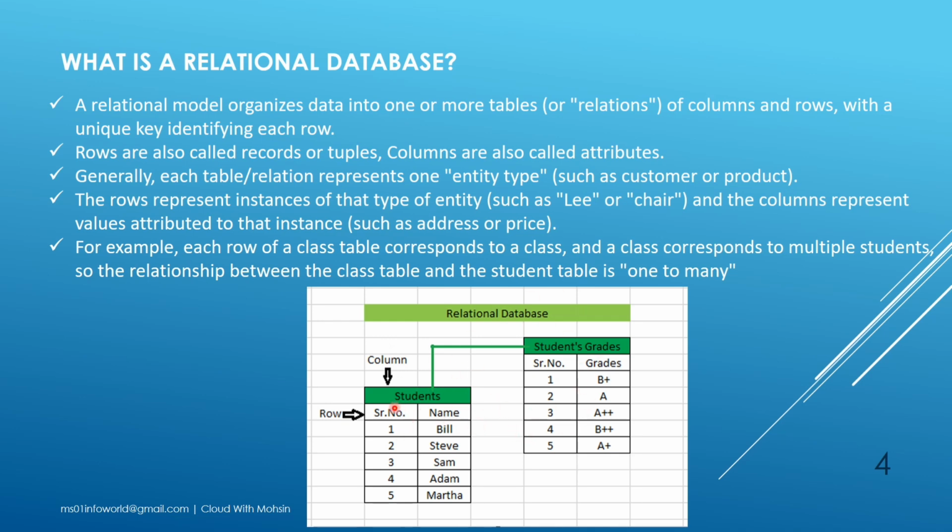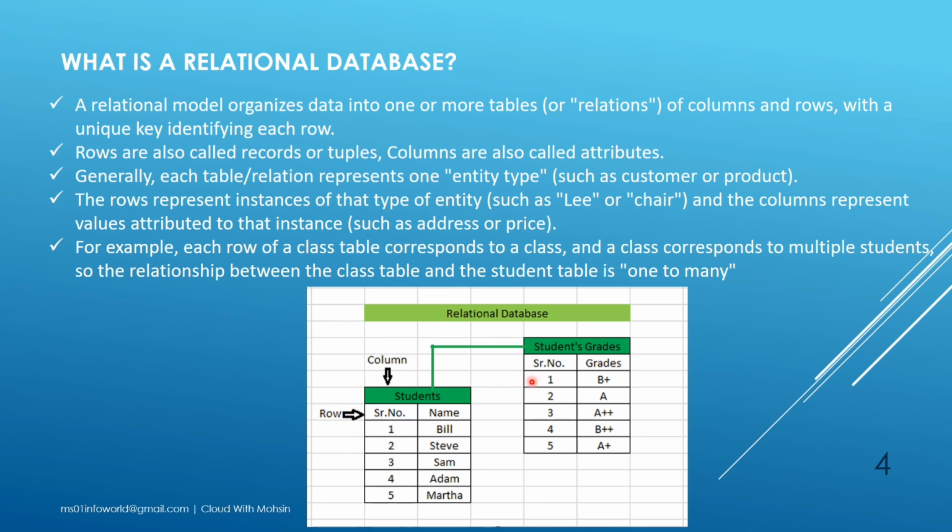Here students have a serial number, and there is the name of the student for that serial number. Another table is students grade. Here there are 5 students and their grades are also mentioned in this table. So those are related to each other. Here a row will specify one value, a column will have one value. These columns are called attributes, and rows are called records. So this is a very basic example.